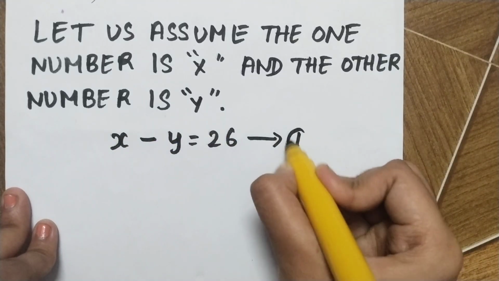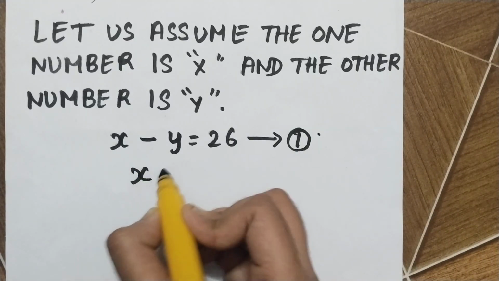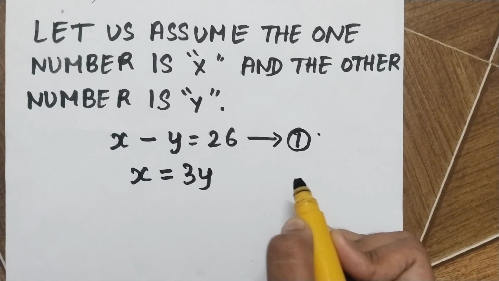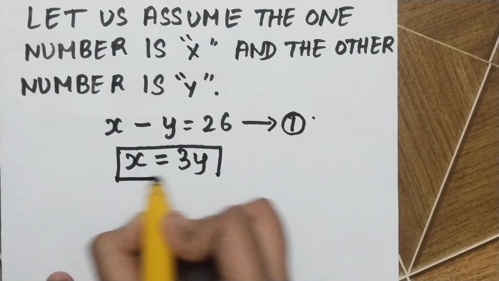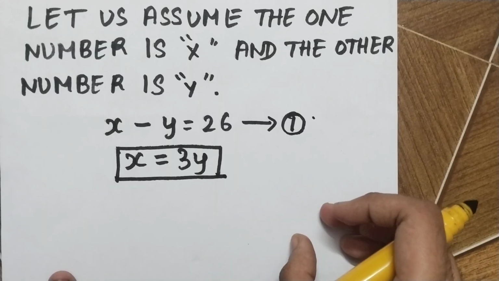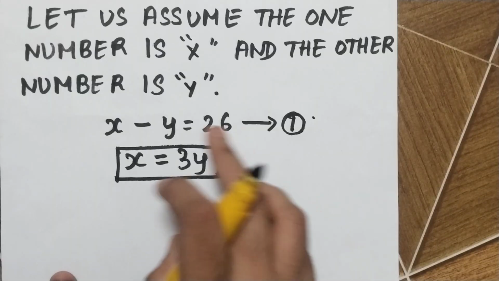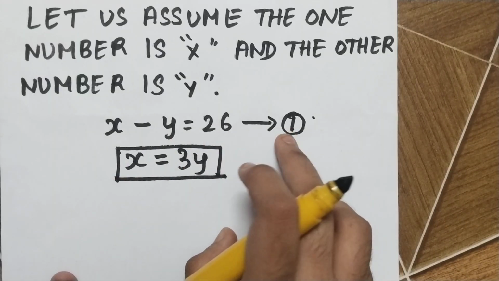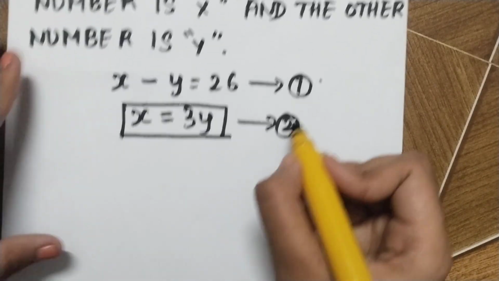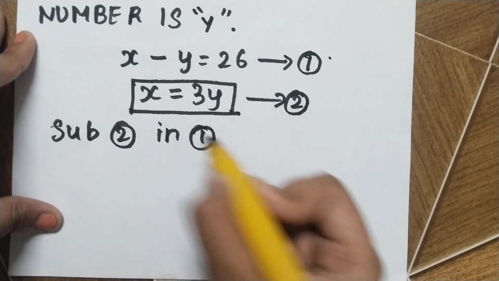This is my first equation. And from my next clue, I got x is equal to 3y: one number is 3 times the other. In the substitution method, we substitute a value for one of the variables. Here I got the x value from the second clue, so I am going to substitute it in the first equation. Instead of x, I substitute 3y. Let me take this as the second one. So substituting 2 in 1.